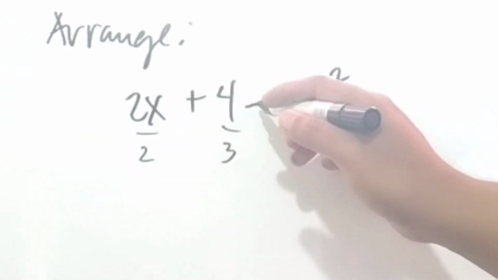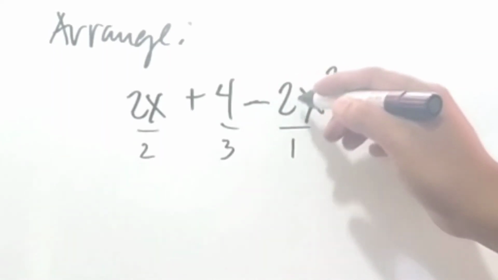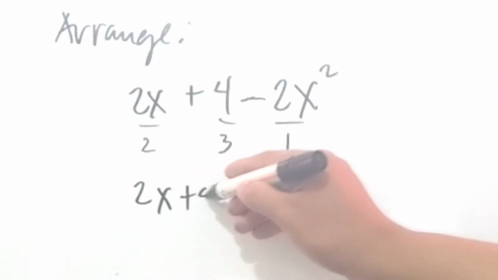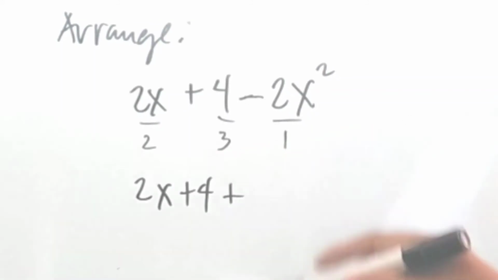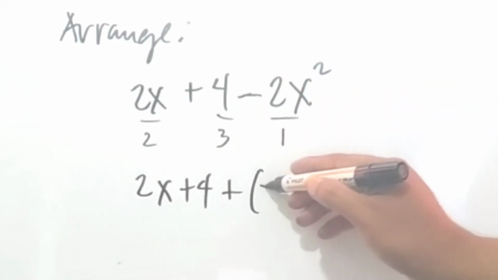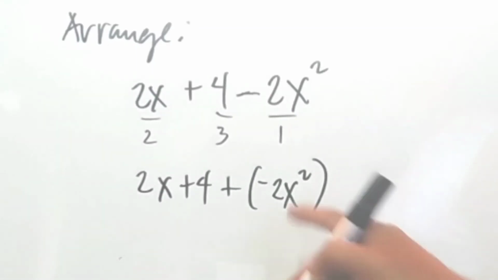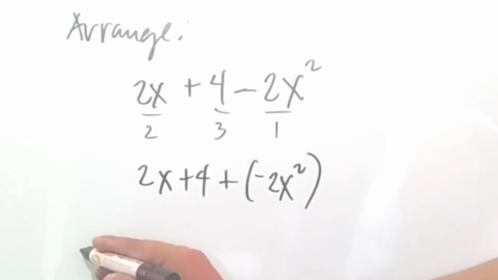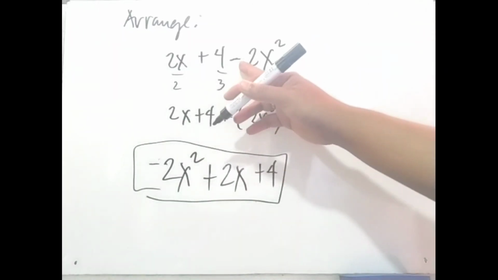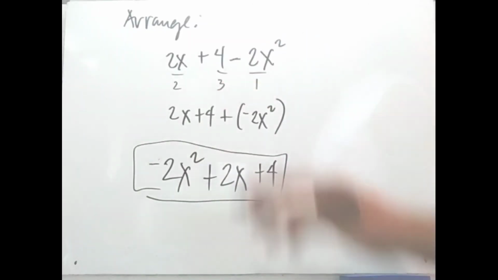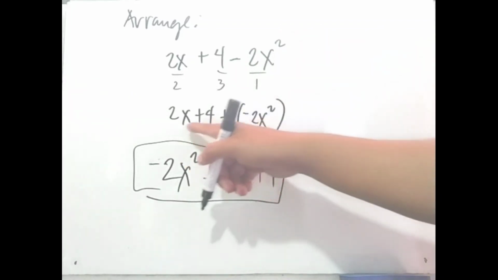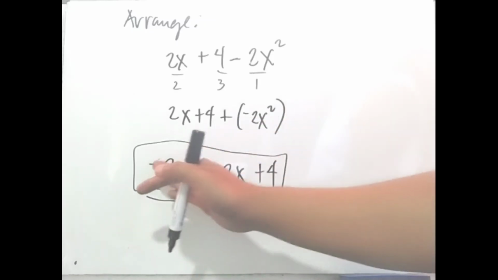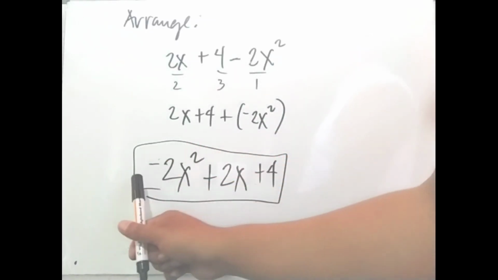Kung natandaan nyo yung subtraction rule, change the sign of the subtrahend. So, i-write na natin yan. Maging 2x plus 4 plus, gawin natin plus lahat, change the sign, magiging minus 2x squared. So, para hindi tayo makonfuse sa sign paglipat. So, the final arrangement. Kailangan, you have to be careful with the signs. So, pag minus yan, i-write mo muna, gawin mong plus lahat, and change the sign. Magiging negative na paglipat. So, hindi ka na magkakamali sa sign.